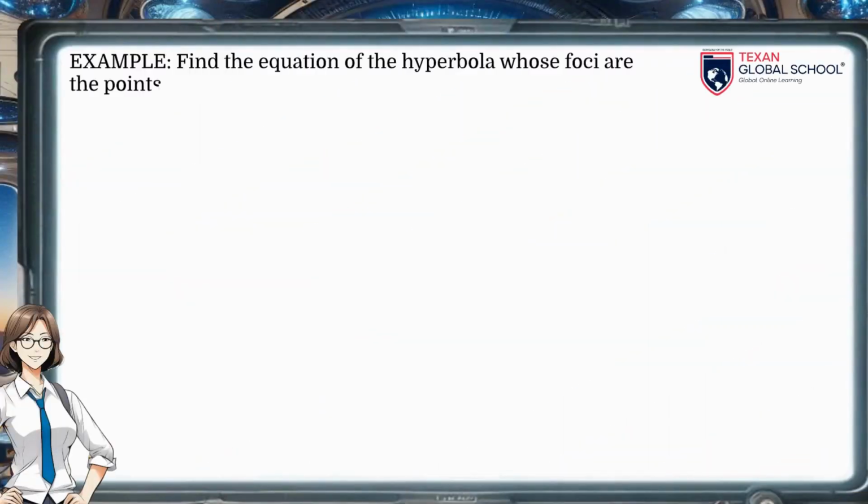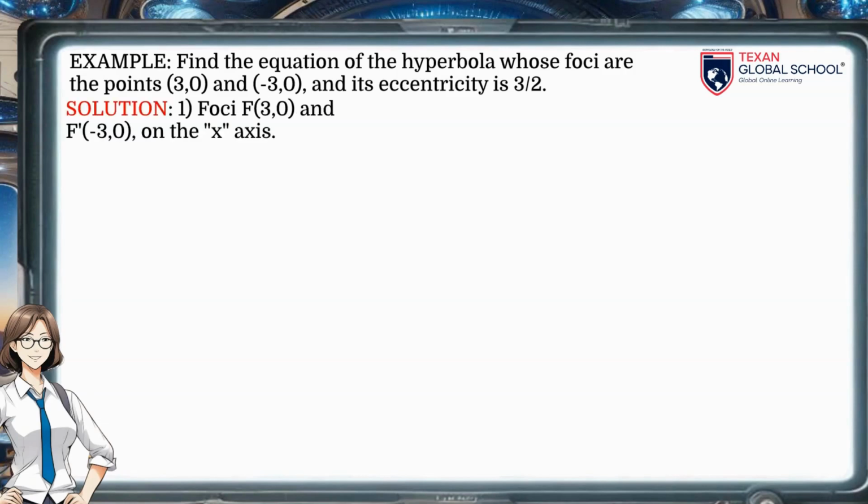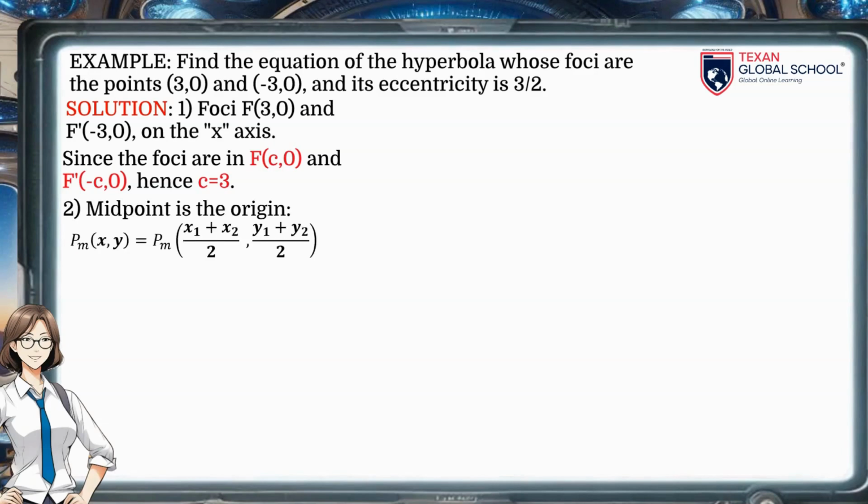Let's look at an example. Find the equation of the hyperbola whose foci are the points (3, 0) and (negative 3, 0). Its eccentricity is 3/2. Analyzing the given foci, we can see that they are located on the x-axis. Since the foci are at the coordinates (c, 0) and (negative c, 0), then we see that c is equal to 3. Hence, the midpoint between the foci is the origin.